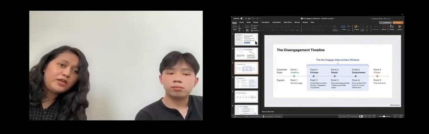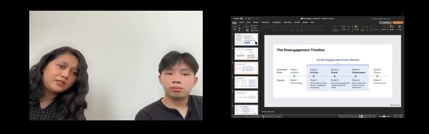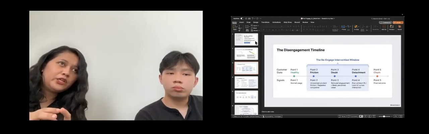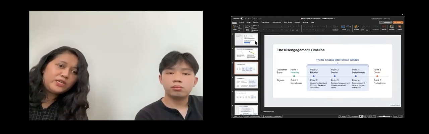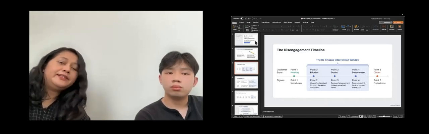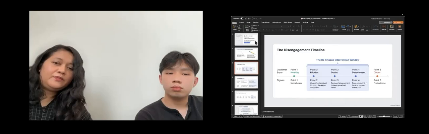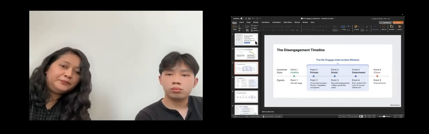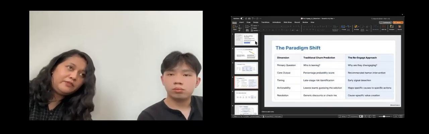So with Re-engage, we are using a signal and a customer state, and we're going to put the intervention window where it's going to process the friction, the doubt, and the detachment, and then detect high churn risk.